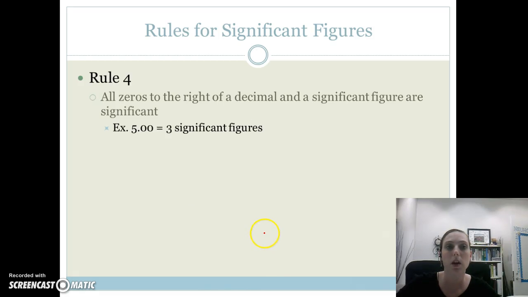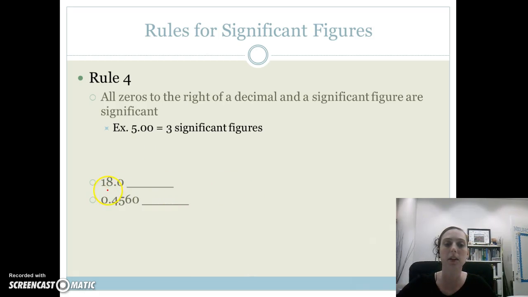Okay, rule 4. All zeros to the right of a decimal and a significant figure are significant. So what that means is I have to have both a decimal and a number before I start counting those zeros. So just every time you come across a number and you work from the left to the right, do I have a number, a digit, and a decimal place? If I do, then any zeros after it will count. So this one I've got a digit, I've got a decimal place, so those zeros are going to count. That means I actually took a measurement all the way to this hundredths place.